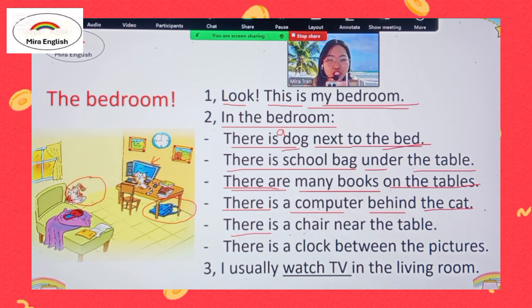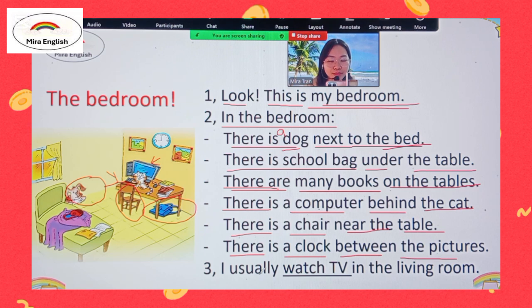There is a chair near the table. Có một cái ghế ở cạnh cái bàn. There is a clock between the pictures. Tức là có một cái đồng hồ ở giữa những bức tranh.